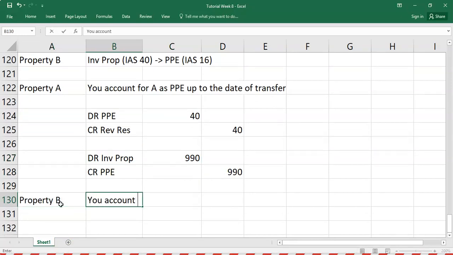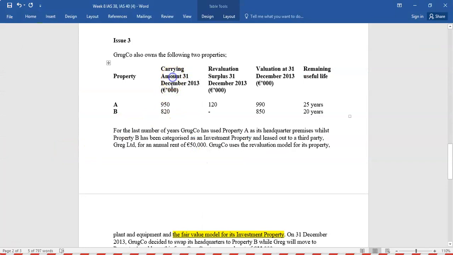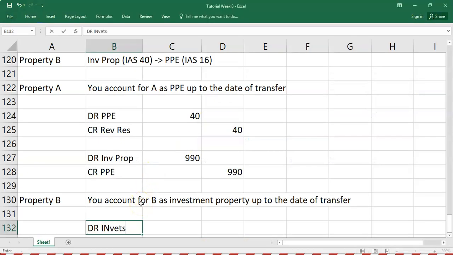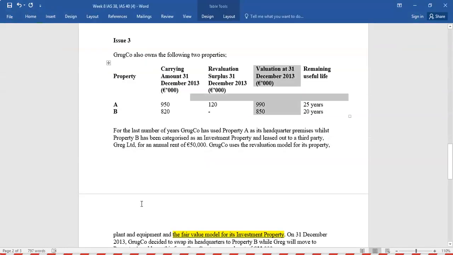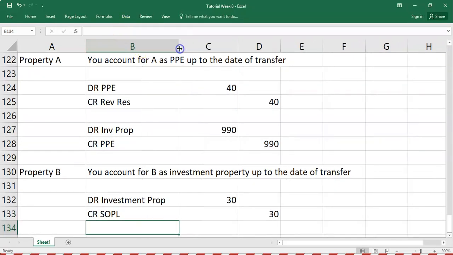For property B, you account for B as investment property up to the date of transfer. So up to the date of transfer now, investment B or property B is going to be treated as an investment property. So the carrying amount was 820. There's no such thing as a reval surplus. And their valuation at the end of the year is 850. So you simply debit investment property. In this case, it will be 30. And you don't credit reval reserve, you credit SOPL. Because of course you're treating it as if it's IAS 40.